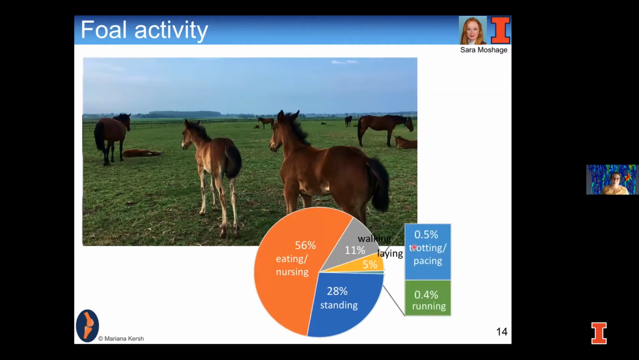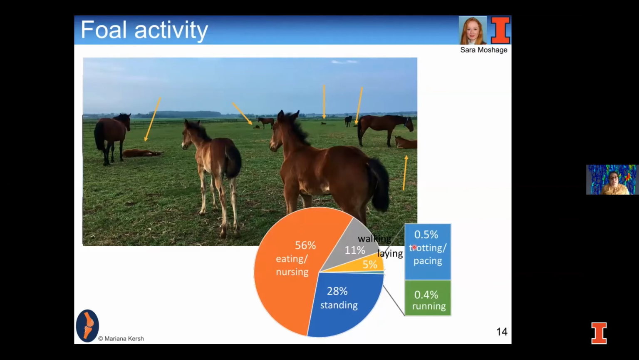And less than 1% of their time is actually spent at any sort of speed levels in terms of trotting or running, and about 10% of their time is spent walking. And we can see here from this picture alone, exhibits A through E, in which we have horses or foals that are just laying around.